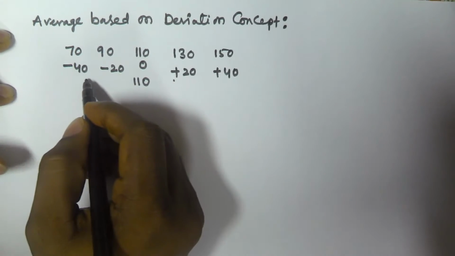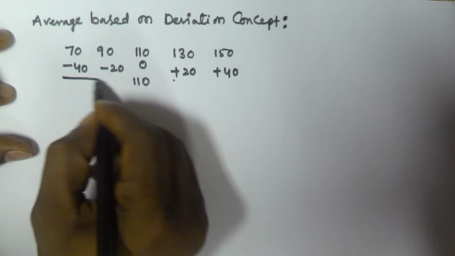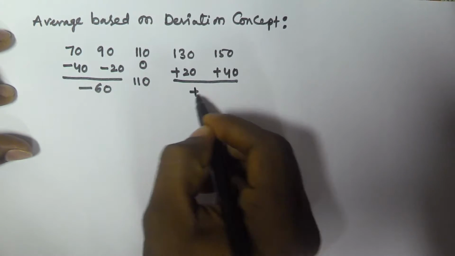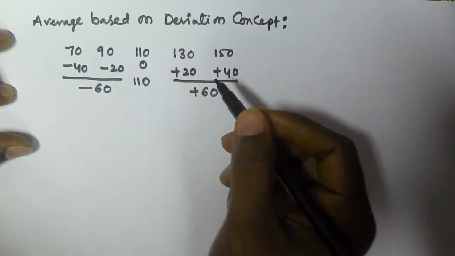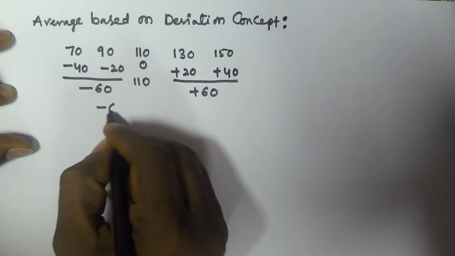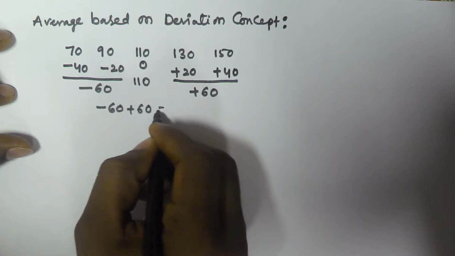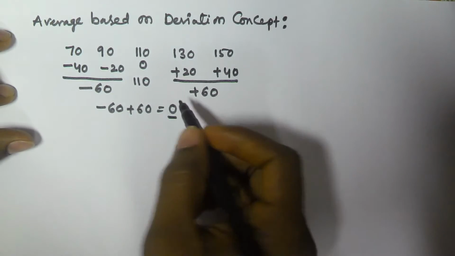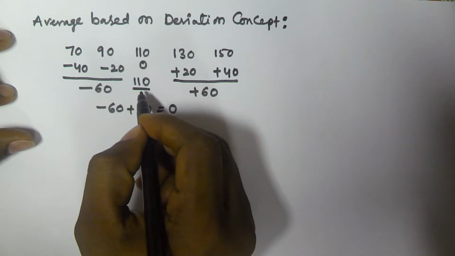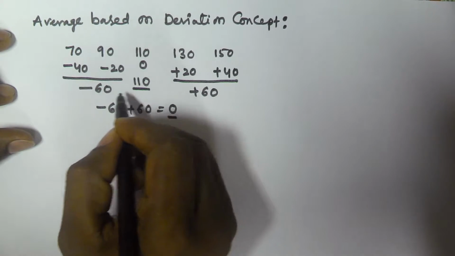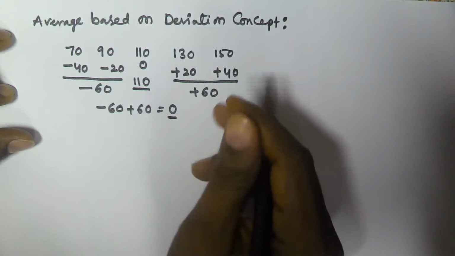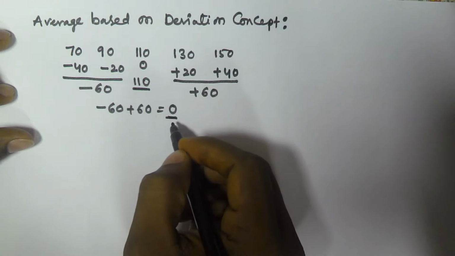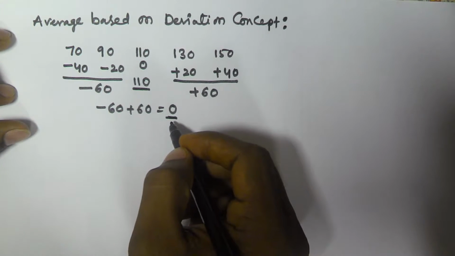If you observe, the total negative deviation is minus 60 and the total positive deviation is plus 60. So the sum of negative and positive deviations is equal to 0. What I am trying to say is, whatever deviations the average makes, negative and positive, the sum of those deviations is always going to be 0.